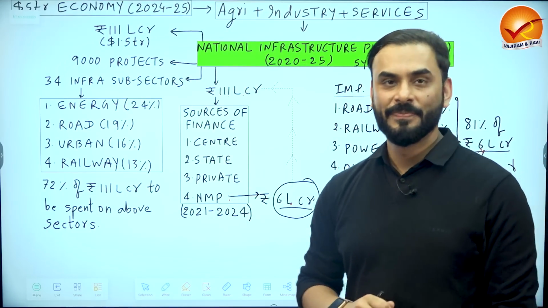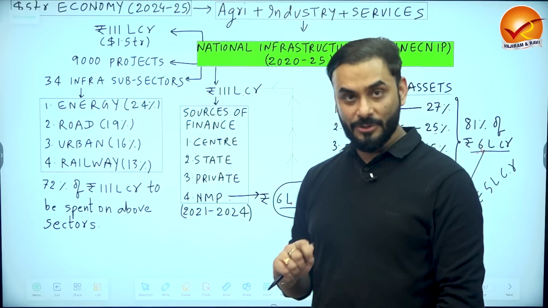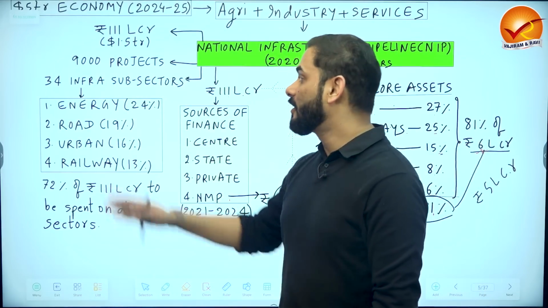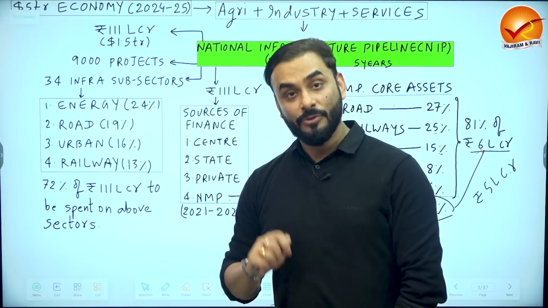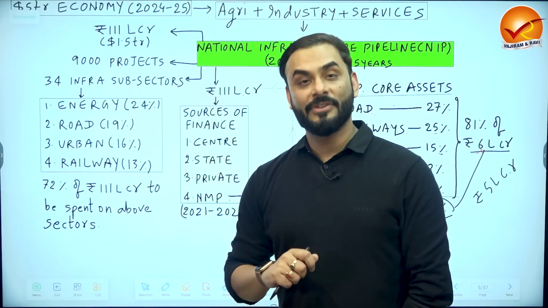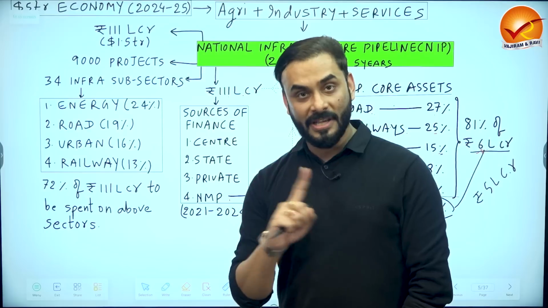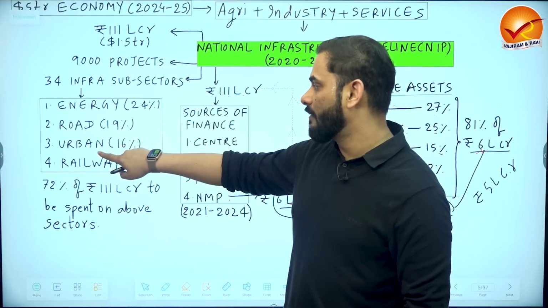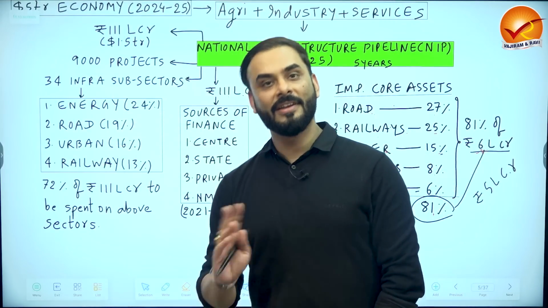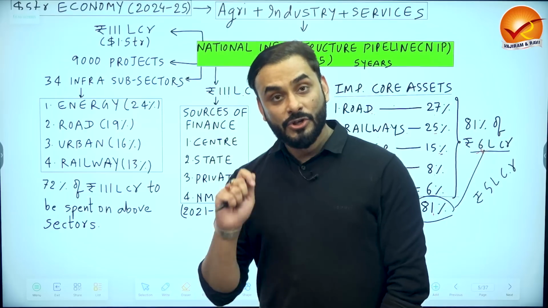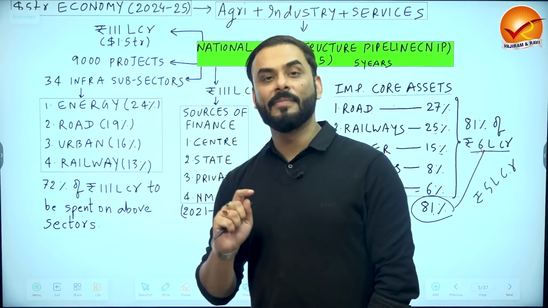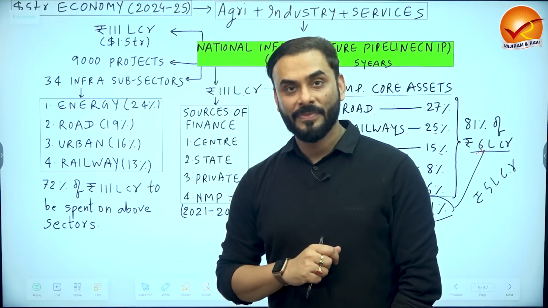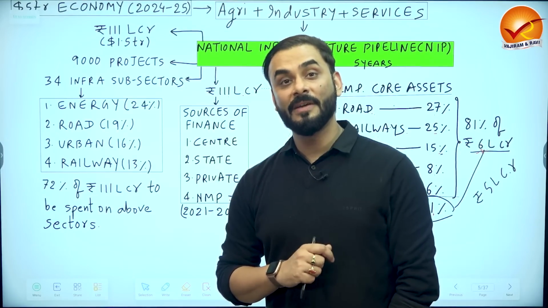Now I have a question. In National Infrastructure Pipeline, I told you that Government of India is going to construct 9,000 projects in 34 infrastructure subsectors. And you very well know that different kinds of infrastructure are handled by different departments and ministries of Government of India. So for example, for energy, we have one ministry, road, another ministry, urban infrastructure, another ministry, railway, another ministry, airport, another ministry. So that these ministries work in a coordinated manner, they don't fight with each other and don't create problems with each other, Government of India has created a program called PM Gati Shakti.